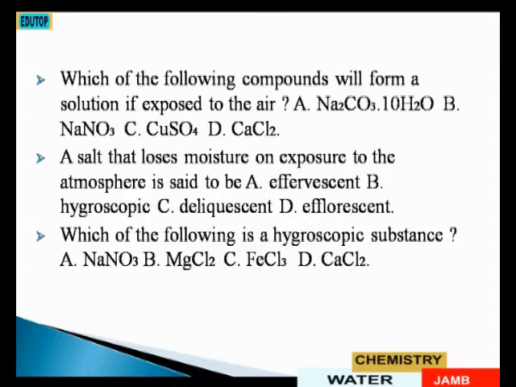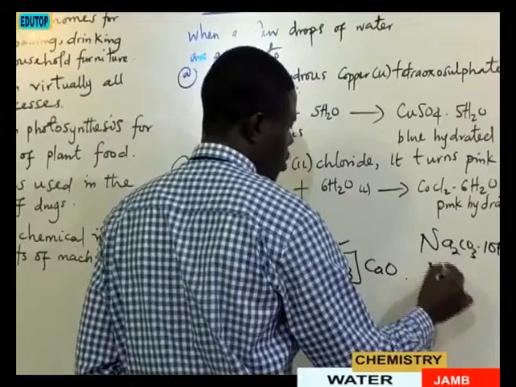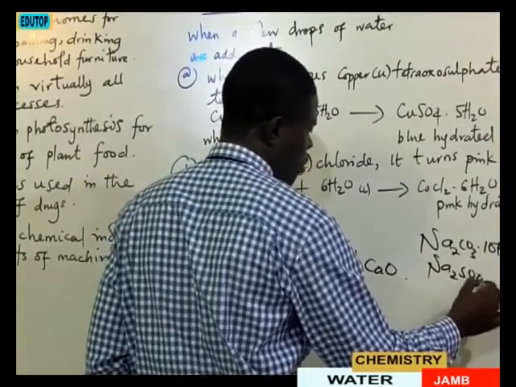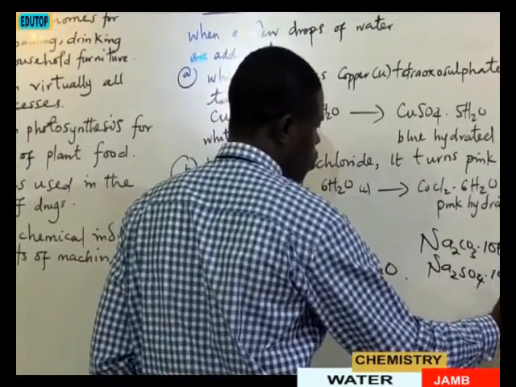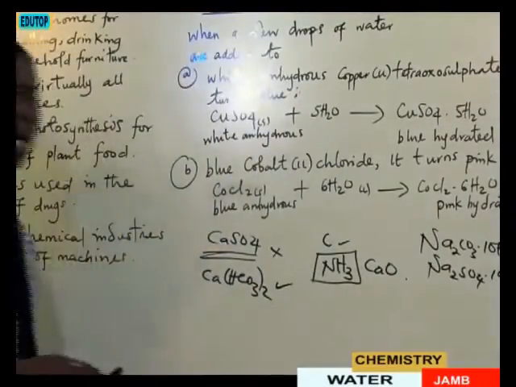And what are those major fluorescent compounds or substances that we have? I said washing soda is one. I also said Glauber's salt is the second one. So let's check out for these two substances in the options and see whether they will be available. One of them must be available.